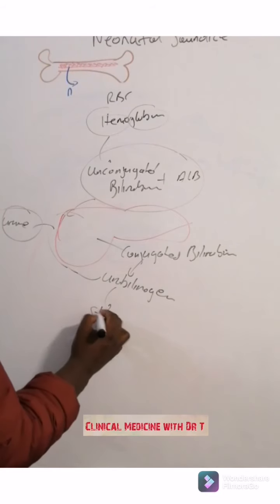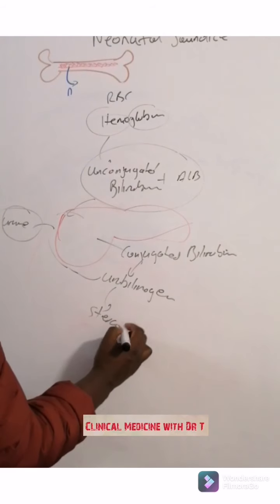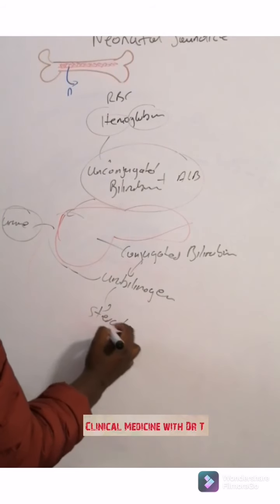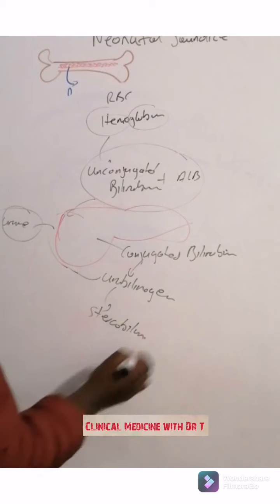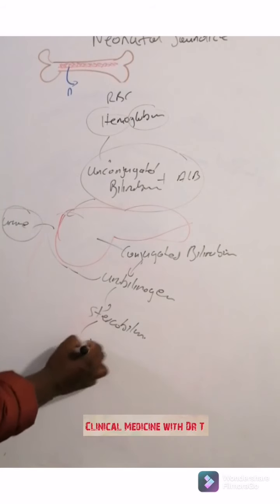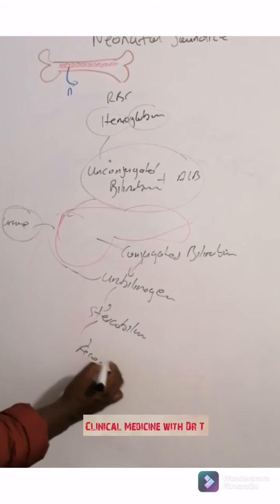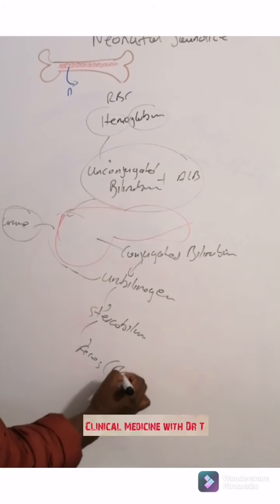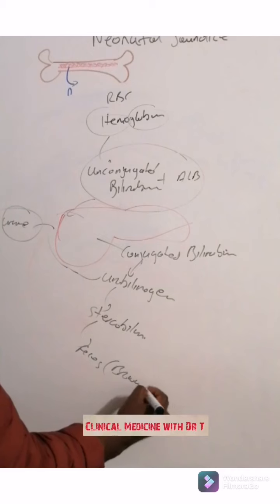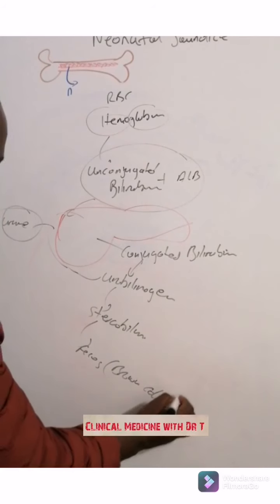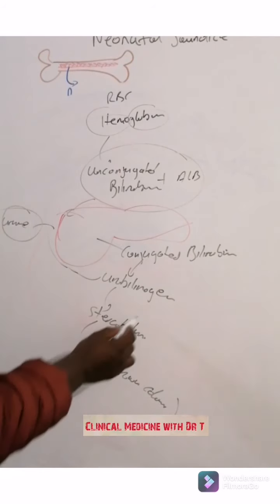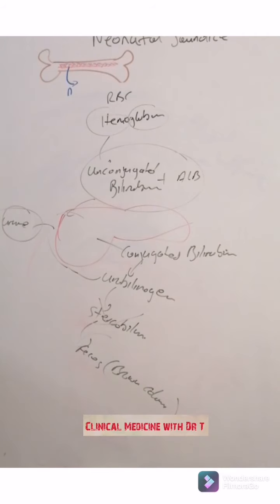The 90% or 95% that remains in the intestines is further acted upon by normal flora, and then stercobilin is formed. This stercobilin is the one that gives the stools, or the feces, its brown color. It makes sense that if you don't have this, you get pale stools if you've got obstructive jaundice. But I'm not going to get into that.